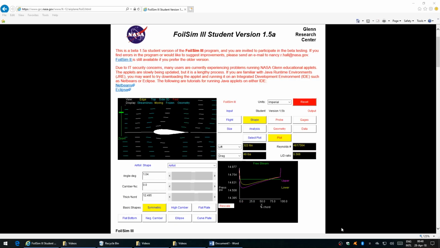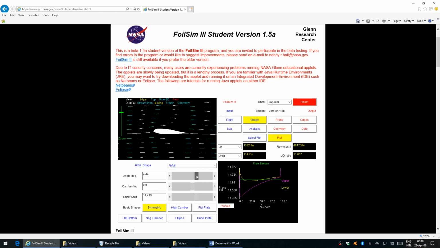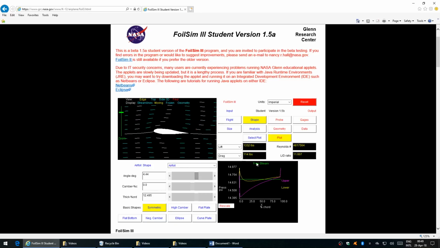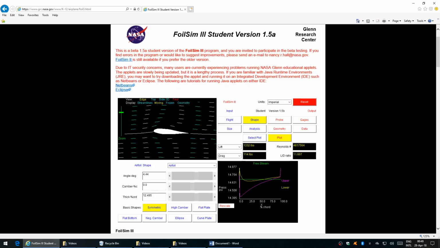So just looking at some other factors, over here we have the lift value and the drag value and the lift to drag ratio. You can see 322 pounds of lift, 49 pounds of drag, gives us a lift to drag ratio of 6.566 to 1. Now, if I change the angle of attack, you can see the value of lift and drag changing, and also the lift to drag ratio changing.